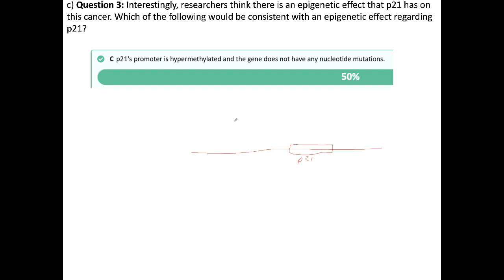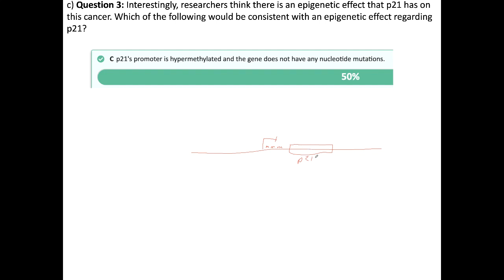And there's a lot of ways that epigenetics could be involved in causing P21 not to be expressed, but we're going to focus on the methylation aspect of it. More specifically, the DNA methylation aspect of it. And so we know that the promoter region here, P21, if it becomes methylated, the gene itself cannot be expressed.